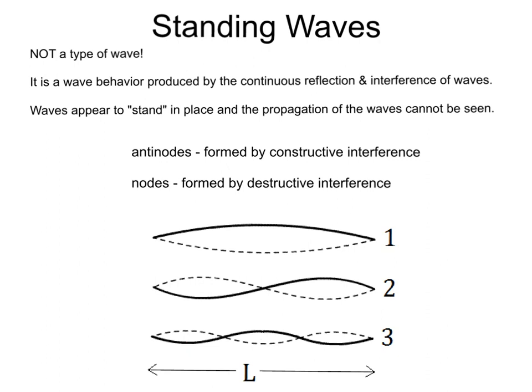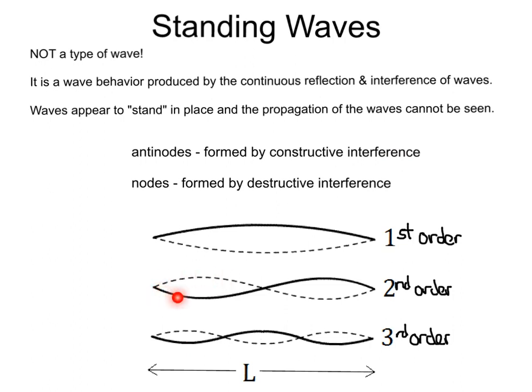If you vibrate the spring, you'll notice you will form standing waves of first order, or second order, or third order. You'll notice these standing waves have particular characteristics. That is, places where the wave vibrates a lot, and places where the wave does not vibrate at all. The places where you have maximum vibration are called antinodes, and those are formed by constructive interference.